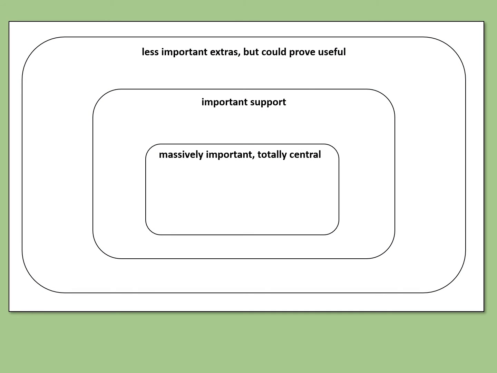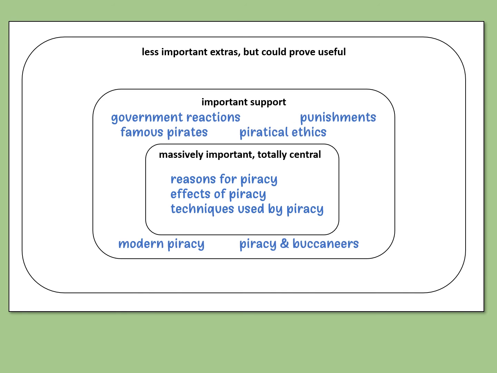So here's an example of one for piracy. So we might have 3 or 4 topics in the middle that they think that absolutely is the foundation for what everything else is built upon. Even if they can't go into lots of detail about them in that box, they understand that those areas are central to understanding what they've been looking at.